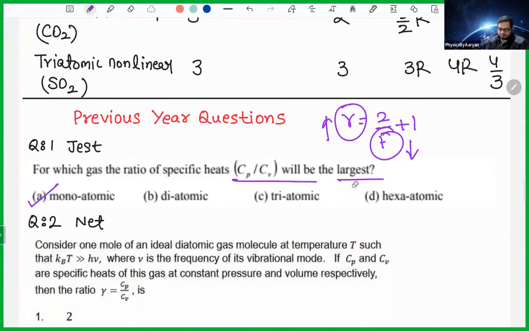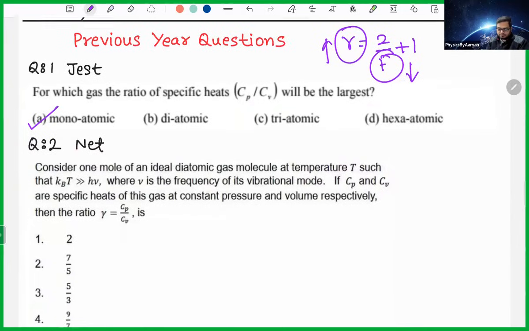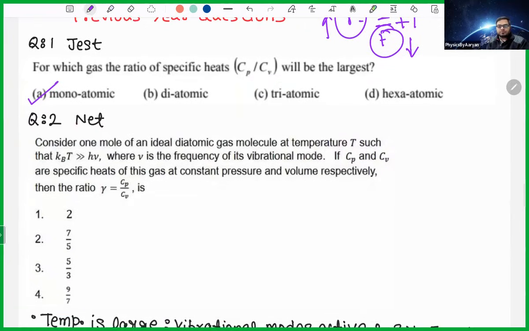Next, this is your JEST PYQ. Next, this is your CSIR NET PYQ. Consider 1 mole. You see, mole. It means which specific heat should we define? Molar specific heat. Ideal diatomic gas is given to me. In a diatomic gas, translational degrees of freedom are 3 and rotational degrees of freedom are 2. They are at a temperature such that kBT is much greater than h nu.